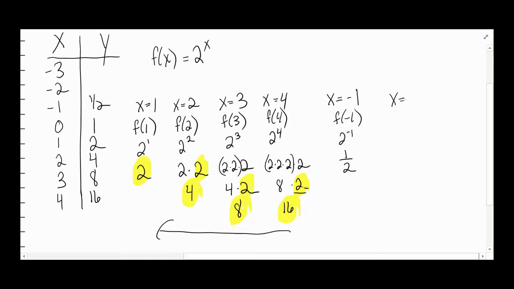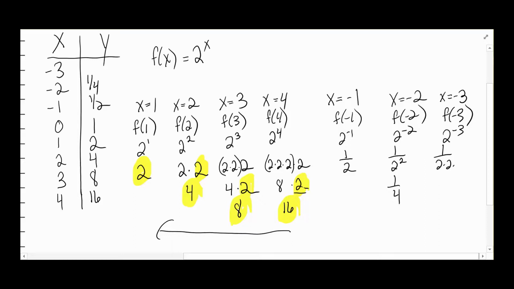If we look at x equaling negative 2, or f of negative 2, that's 2 to the negative 2, or 1 over 2 squared. So again, I divided by 2 again, or in other words, I multiplied by a half. I took half of it. And sure enough, if I look at x equals negative 3, where I'm taking f of negative 3, that's 2 to the negative third. That's 1 over 2 times 2 times 2. I divided by 2 one more time. So let's see what this looks like on the graph.